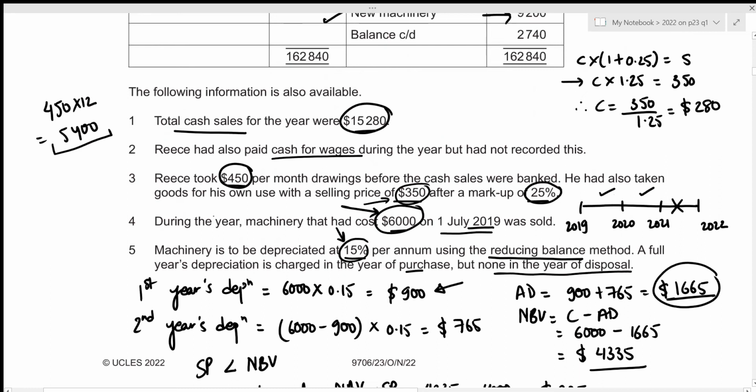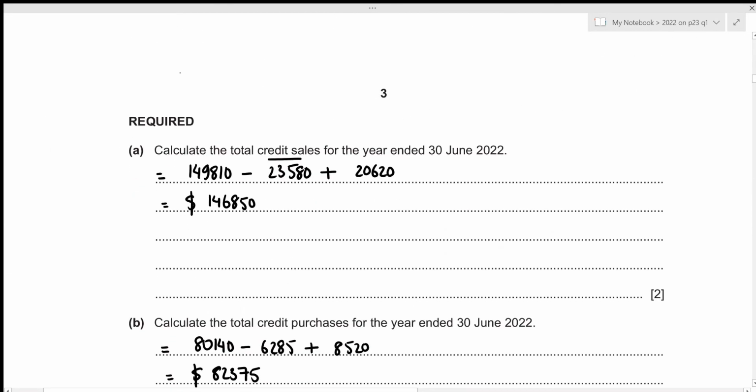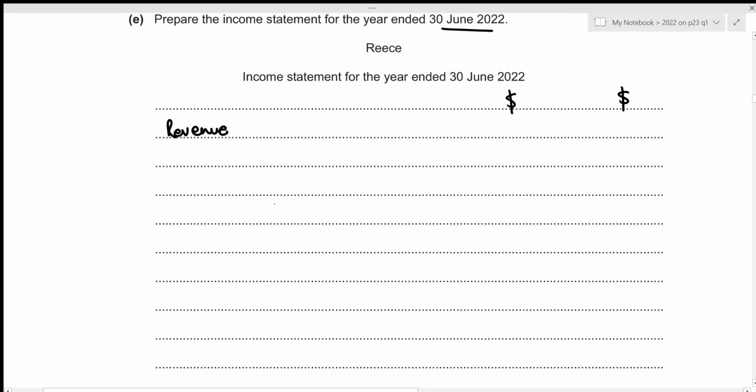That is basically cash sales plus credit sales, right? And in this case, we have the cash sales of 15,280, and we already figured out our total credit sales to be 146,850. Now we can just add these two amounts in order to figure out the total revenue. Let's do that. So our revenue will be the cash sales of 15,280 plus our credit sales of 146,850, which results in our total revenue to have the amount of 162,130.